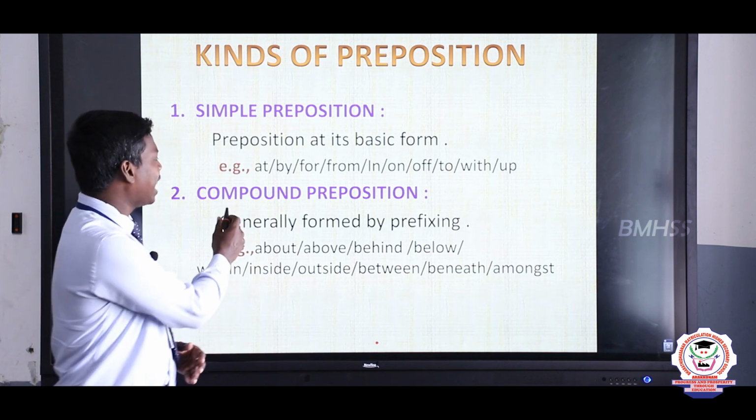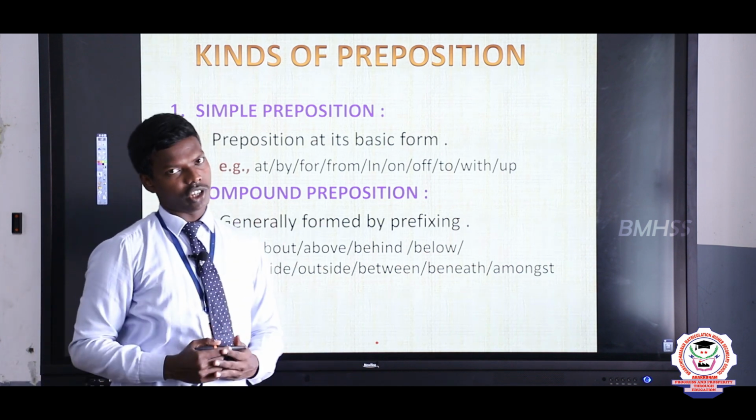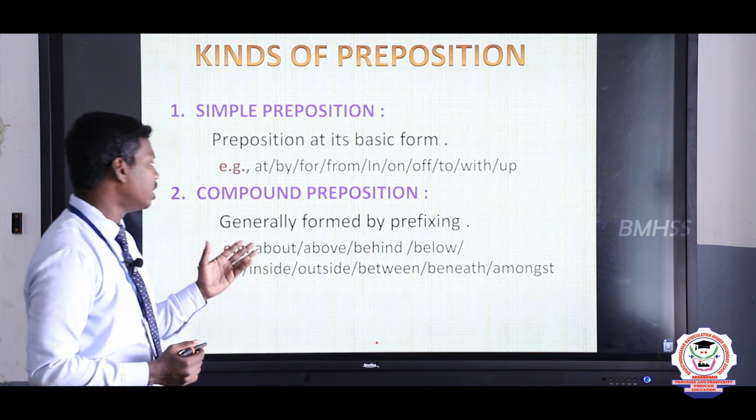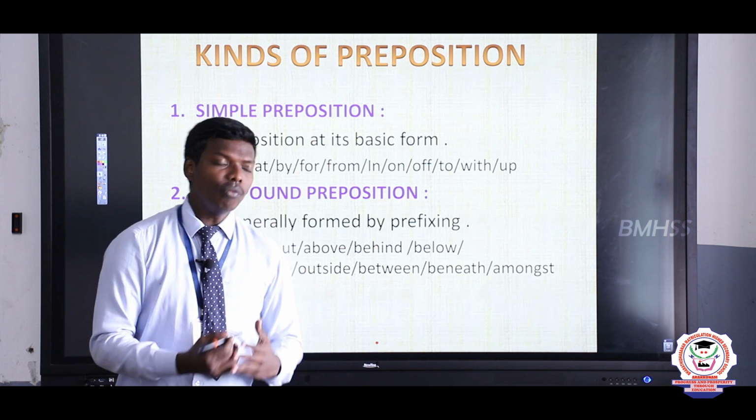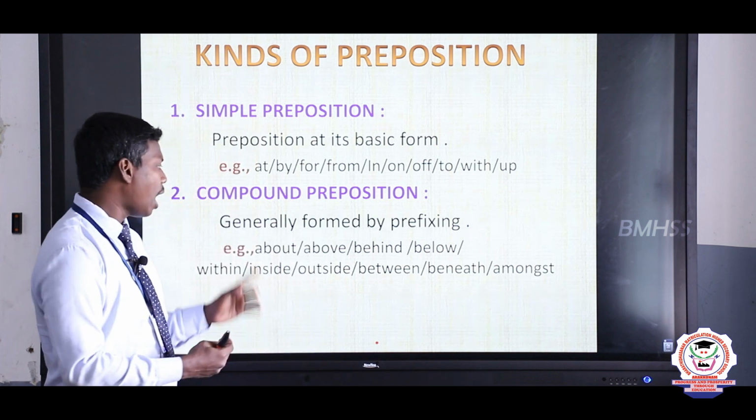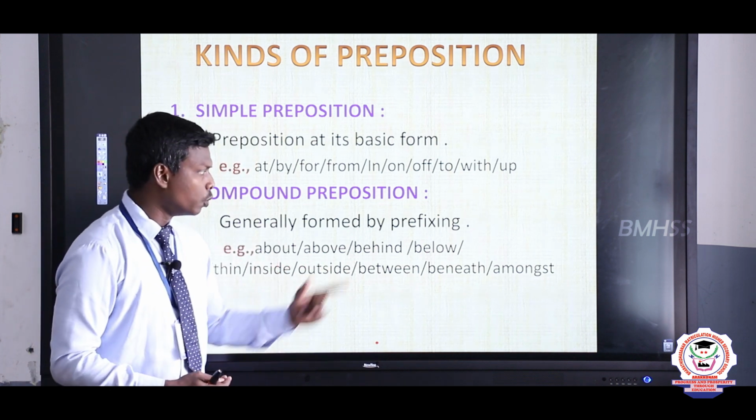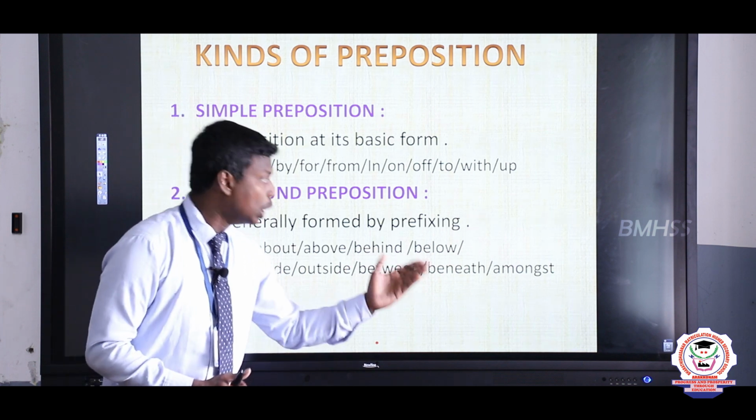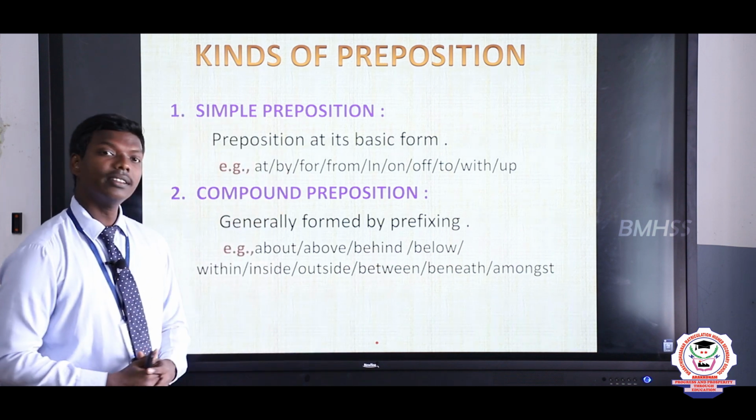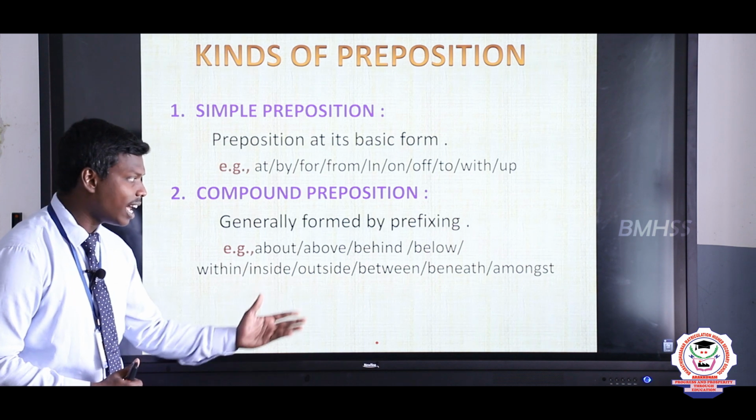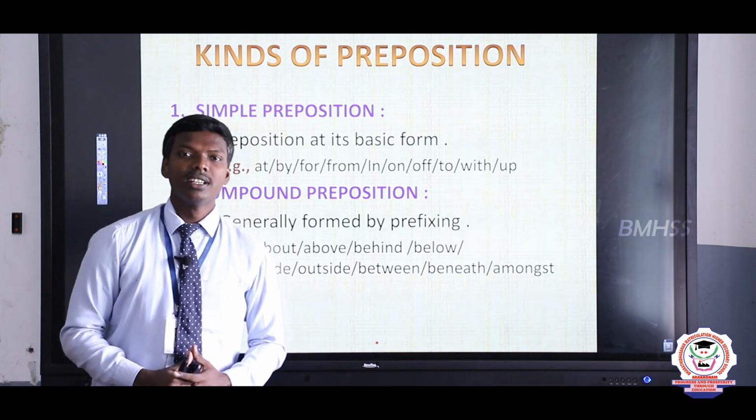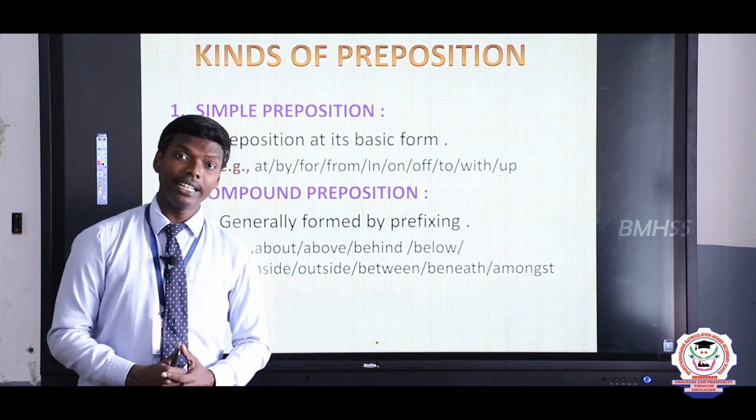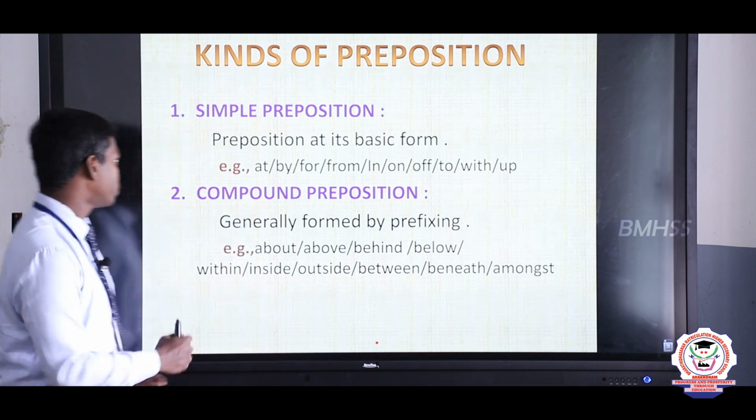And now the second part is compound preposition. In the compound preposition, we generally form by prefixing. For example, about, behind, below, within, inside, outside, between, beneath, amongst. Such types of words come under compound preposition.